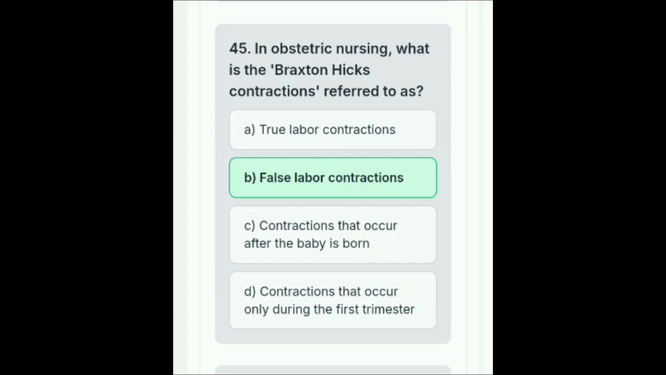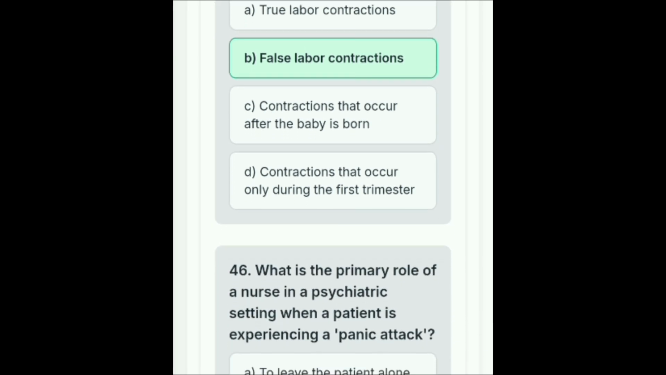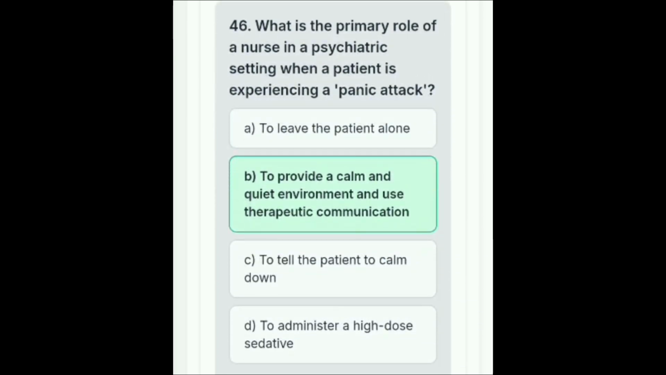In obstetric nursing, what is a Braxton Hicks contraction referred to as? A, true labor contraction; B, false labor contraction; C, contraction that occurs after the baby is born; D, contraction that occurs only during the first trimester. So the B is correct.